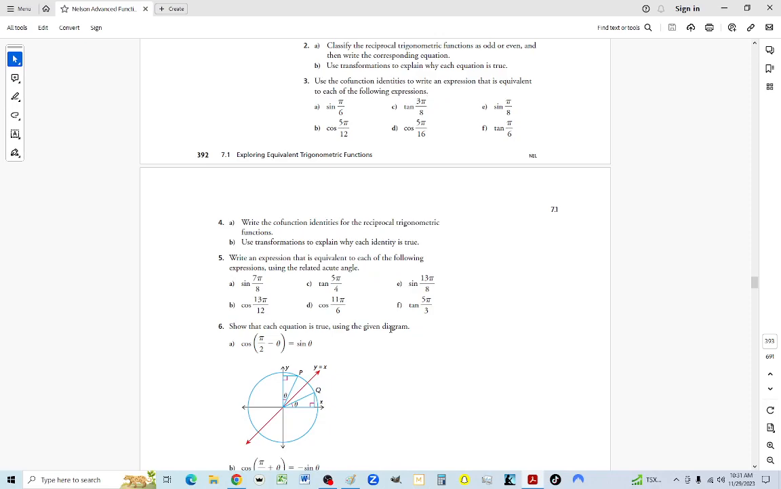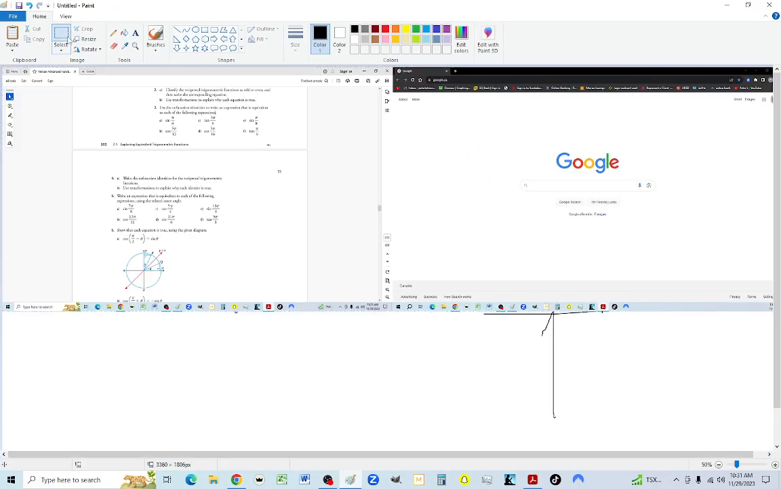Write the cofunction identity for the reciprocal trigonometric functions. It's just the flip. You just have to flip the fractions. It's the same thing. Secant and cosecant will share 90 degrees. Write an equivalent expression for these. Now, these are all over 90 degrees, so you have to be careful what quadrant they're in.